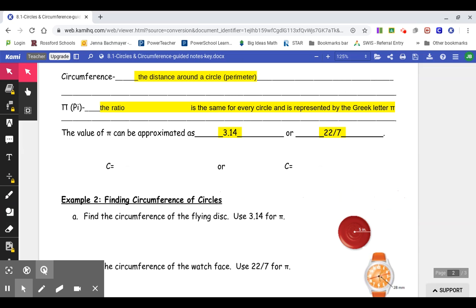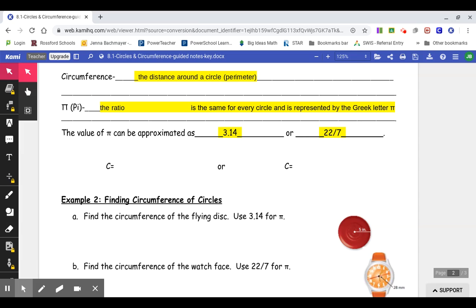Our circumference. Circumference is the distance around a circle. So we know the distance around other shapes is called the perimeter. Circumference is essentially the same thing. It's just a different word for it. So instead of calling it perimeter, we call it circumference. But just know that the perimeter is the circumference of a circle.